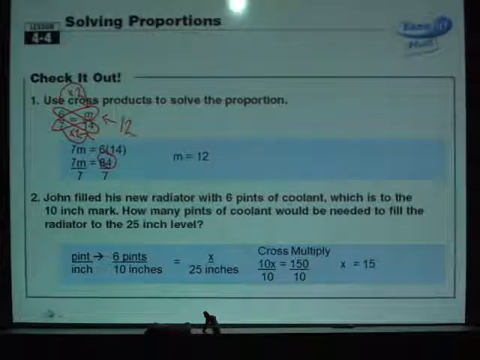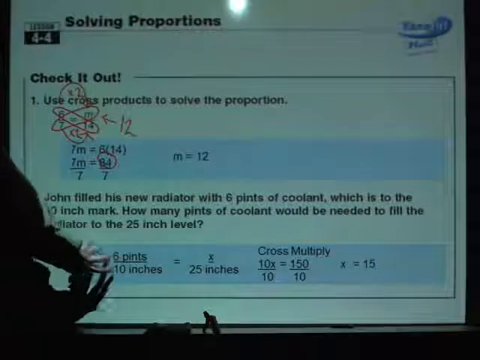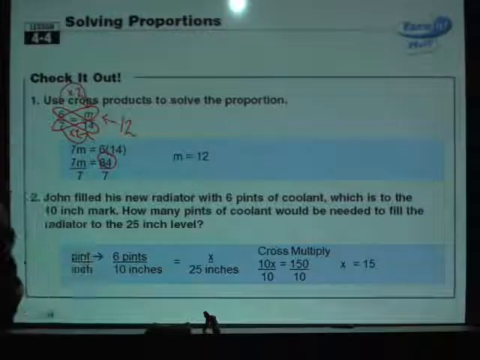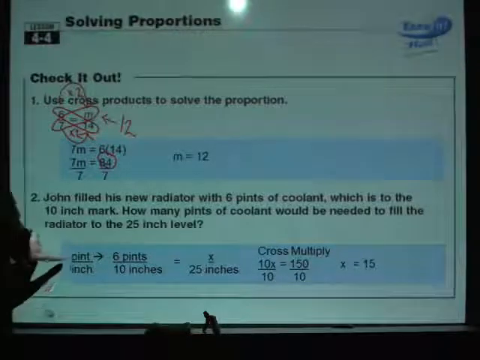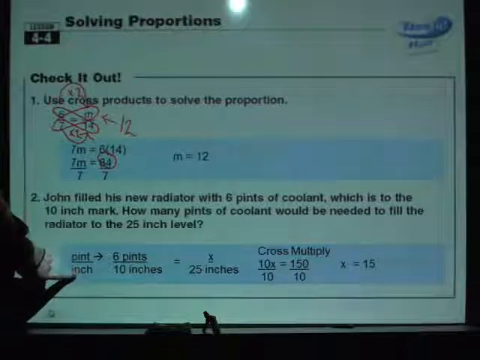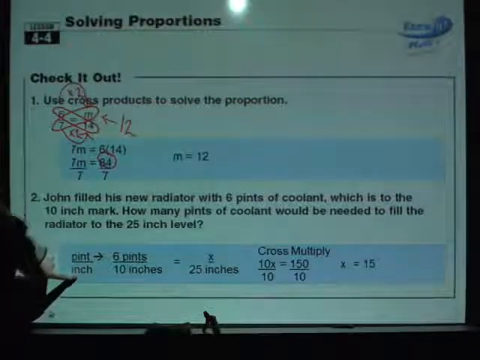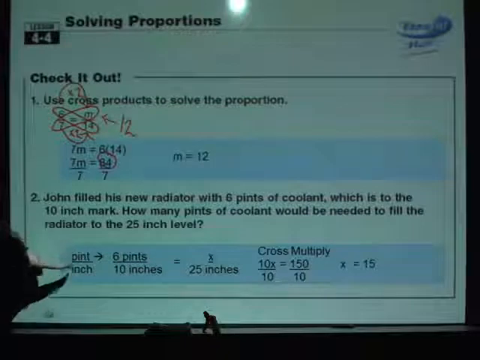Alright, number 2. John filled his new radiator with 6 pints of coolant, which is to the 10-inch mark. How many pints of coolant would be needed to fill the radiator to the 25-inch level? So, in the first sentence there, it tells us that 6 pints of coolant goes to the 10-inch mark. So I write a fraction that compares 6 pints and 10 inches. Remember, we talked a minute ago about consistency. So over here to the left, I've noted that I'm comparing pints and inches.